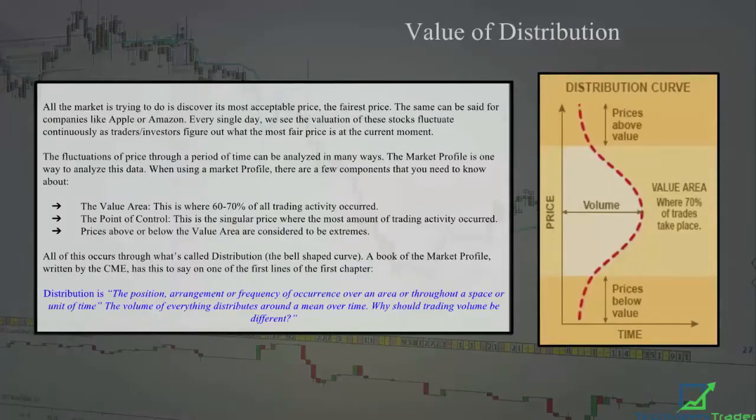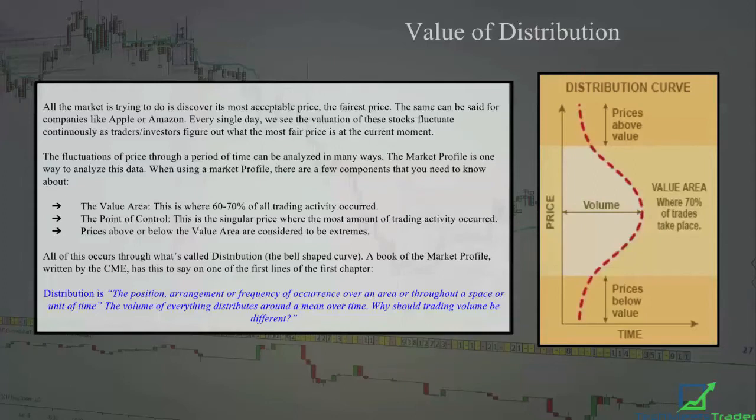All the market is trying to do is discover its most acceptable price, the fairest price. The same can be said for companies like Apple or Amazon. Every single day, we see the valuation of these stocks fluctuate continuously as traders and investors figure out what the most fair price is at the current moment.